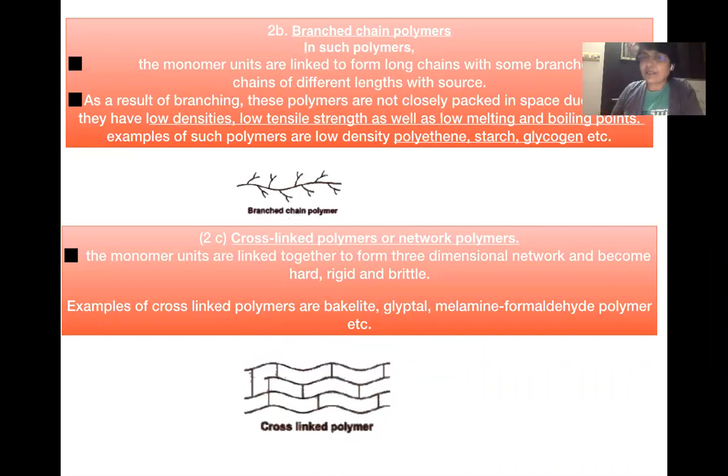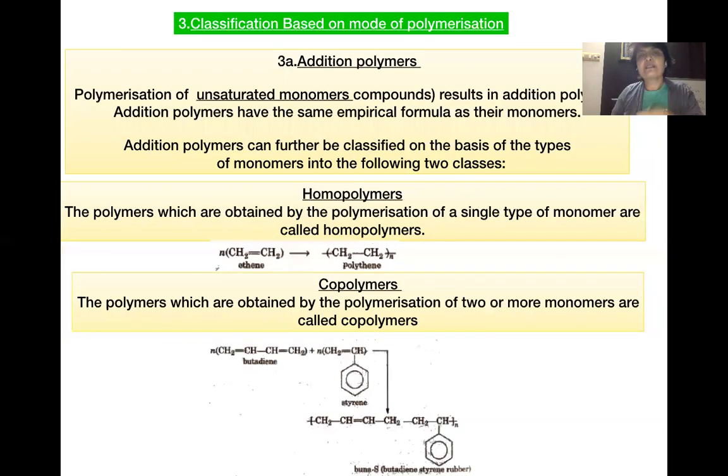Branch chain polymers, we can see here where monomers are containing branches. When they combine, naturally they appear as a branch. Cross-linked polymers here form during combinations from the same single monomer through different functional groups. Depending on the number of functional groups that are going to combine, they result in cross-links.